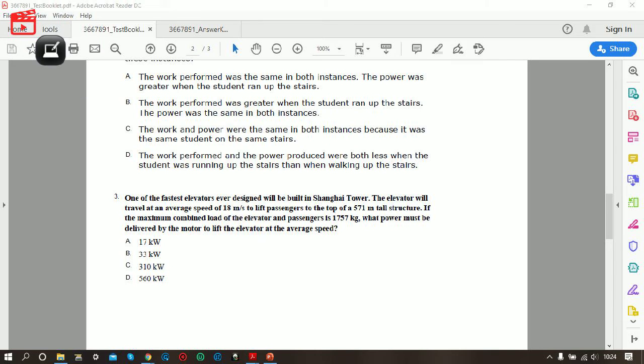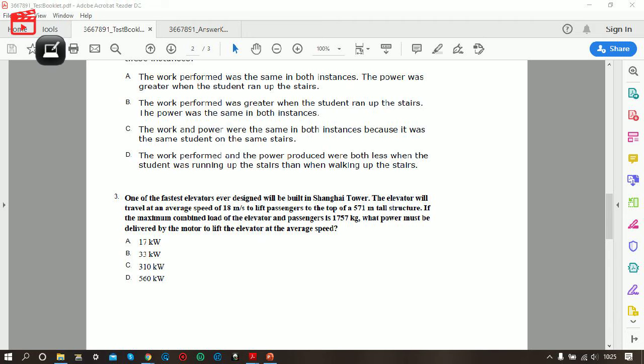Question 3. One of the fastest elevators ever designed will travel at an average speed of 18 meters per second. It goes 571 meters up. The maximum combined load of the elevator and passengers is 1,757 kilograms. What power must be delivered by the motor to lift the elevator at the average speed? I think we're assuming that it's at its maximum load here.